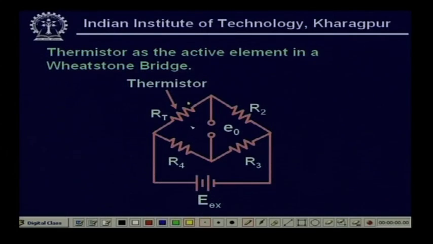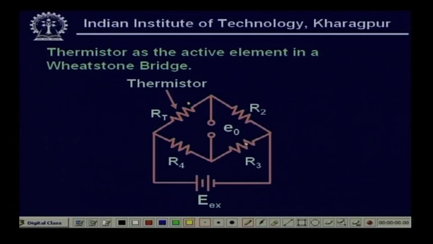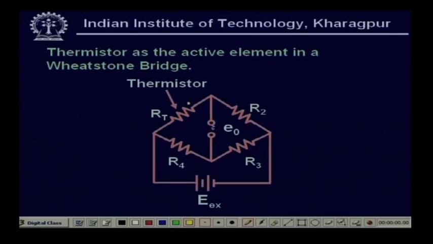Now, if initially the bridge is balanced, what will happen? Suppose RT, R2, R3, R4 are all the same, then the bridge will obviously be balanced at room temperature. Now, suppose there is a temperature change in RT. Obviously, the resistance value of RT will change. If the resistance value of RT decreases, I will get an unbalanced voltage. Previously, the unbalanced voltage was 0; now, I will get some unbalanced voltage. That unbalanced voltage can be calibrated in terms of resistance change, and further in terms of temperature.